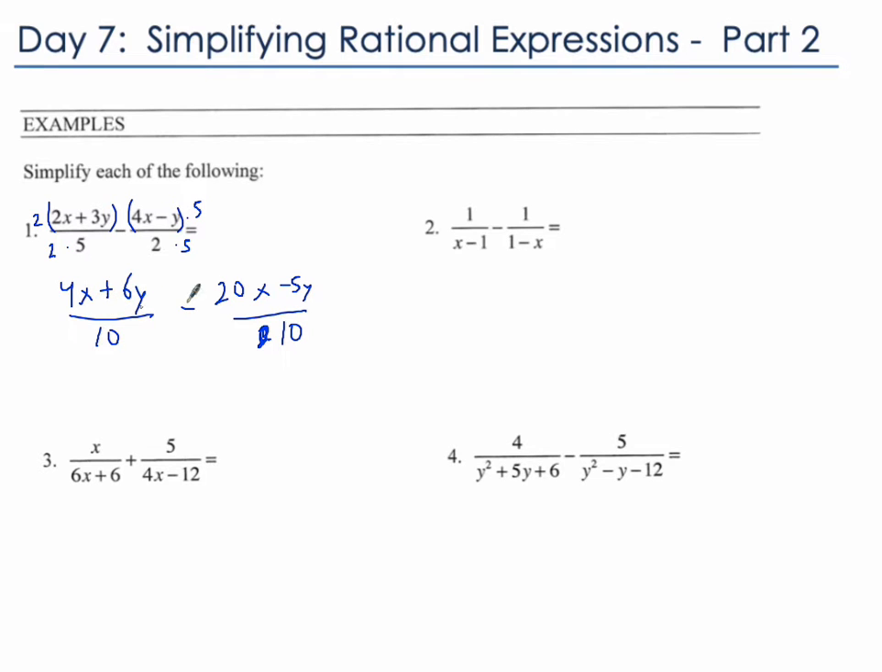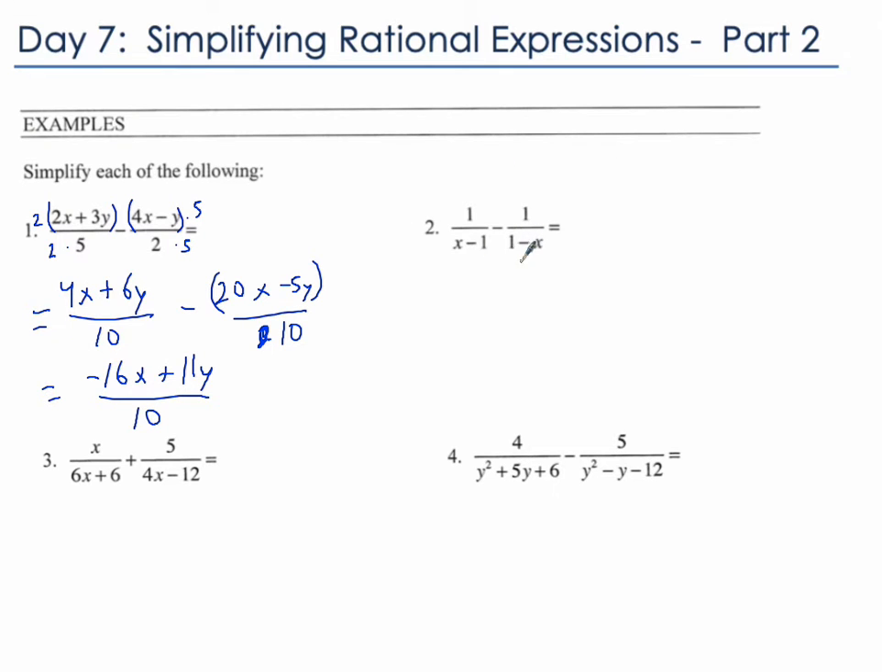Here's where you have to be careful. Now you subtract the numerators, but when you subtract the numerators, you have to subtract this entire numerator. So it's like in brackets, and this becomes a positive. So you're going to have 4x minus 20x, which is negative 16x. 6y minus negative 5y is 11y, and then your denominator is 10.